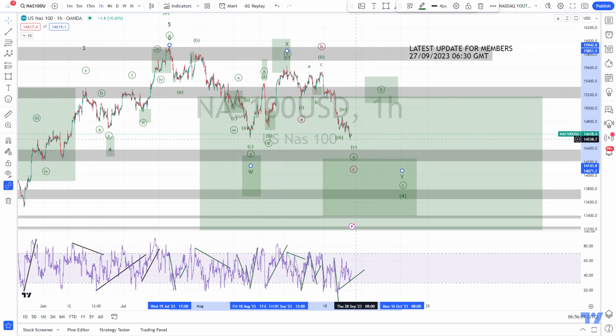Actually, if this here is 3 waves or 5 waves, this will tell us a lot about where we are going now with the Nasdaq. Okay, that's my analysis for today.